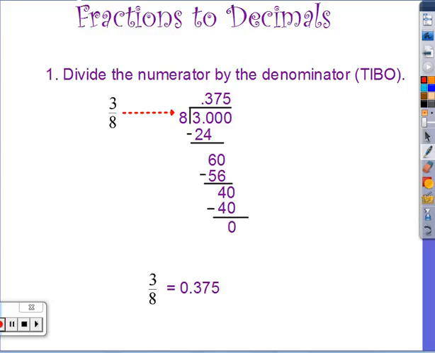Now let's practice changing fractions to decimal. Here we're going to divide the numerator by the denominator. We call this TIBO, which stands for top in, bottom out.